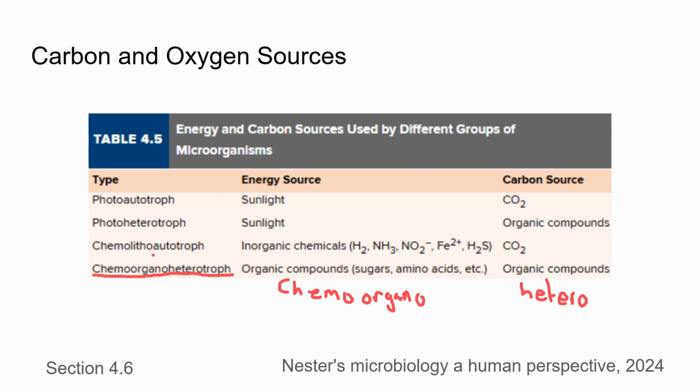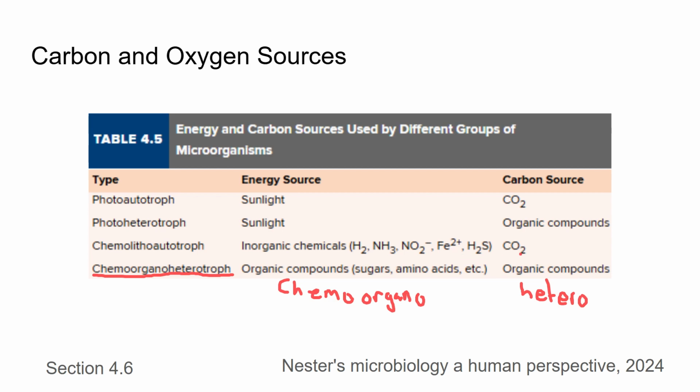A chemolithoautotroph. So chemo means that it's going to get its energy from chemicals, chemical reactions. Litho is going to mean that it's not organic. So these are going to get energy from other chemical reactions, and that can be doing things with ammonia, iron, or any of these other substances. And so one of the examples are going to be archaeobacteria that grow around volcanic vents down in the ocean.